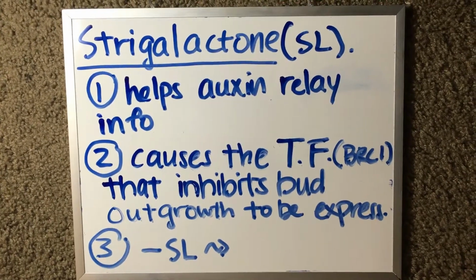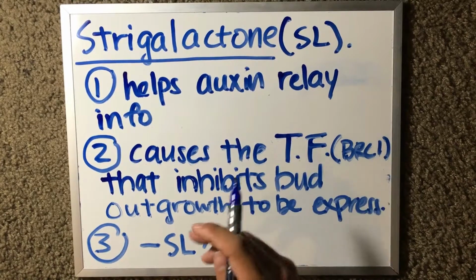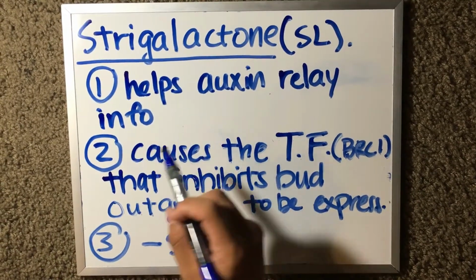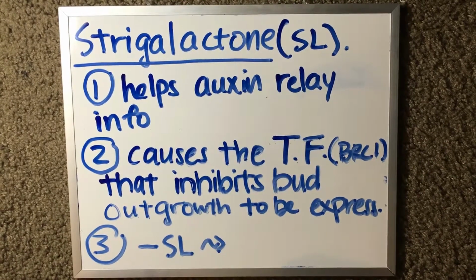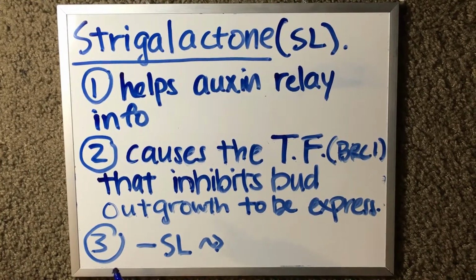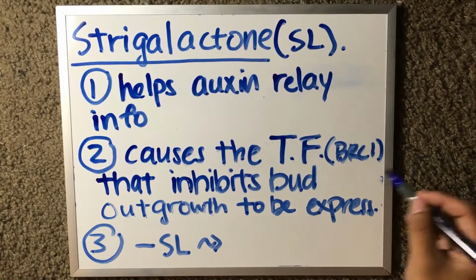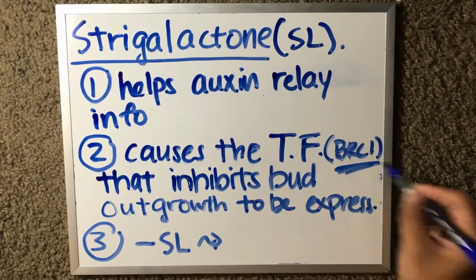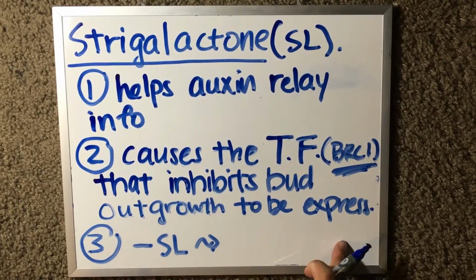So we'd like to introduce another hormone to you. This is strigolactone, a hormone involved in the apical dominance pathway. So first of all, strigolactone helps auxin relay information to other parts of the plant. We will explain this later to you. And second of all, it causes the transcription factor BRC1, which we will highlight in detail later on, that inhibits bud outgrowth to be expressed.